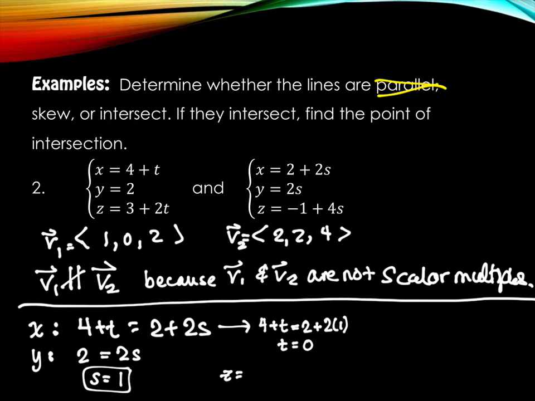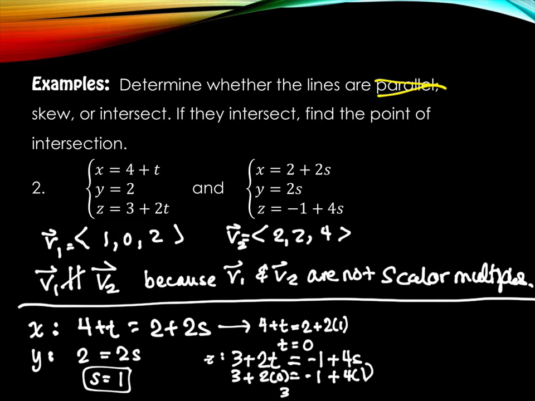So in z, we have 3 plus 2t equals negative 1 plus 4s. We want to see if we can make them equal to one another at the same location where s and t show up with the x's and the y's equal. So I have t is 0 and s is 1. On the left I have what? 3. And on the right I have 3.